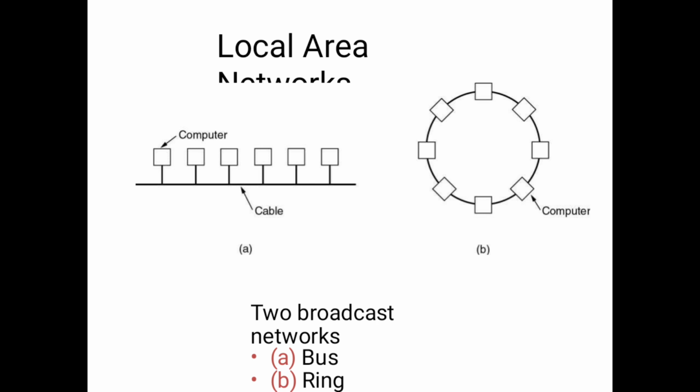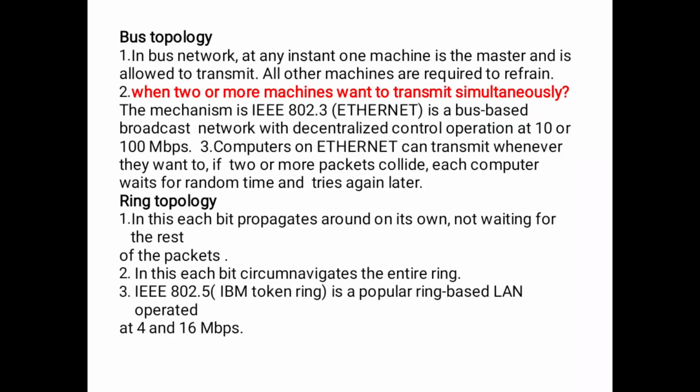Coming to the diagram representation here, figure A shows the bus topology and figure B shows the ring topology. Here we have the two broadcast networks which can be used in the local area network. So see here the bus and ring topologies. In the bus network, at any instant one machine is the master and is allowed to transmit. All other machines are required to refrain.